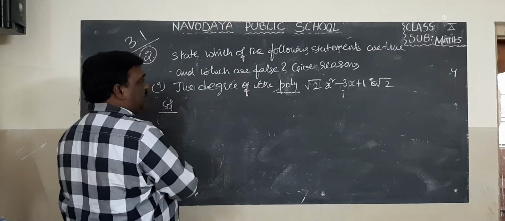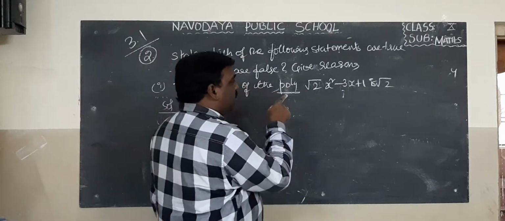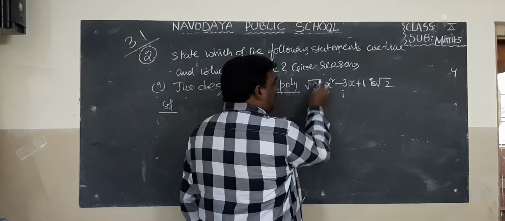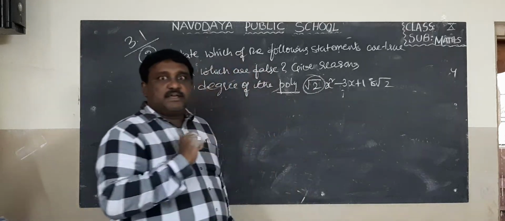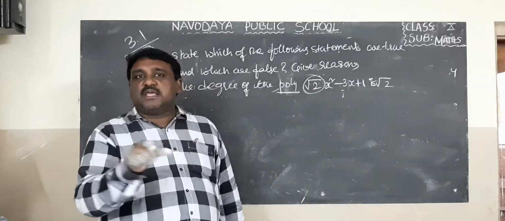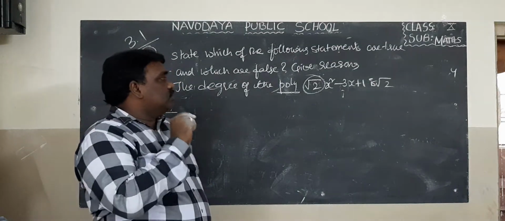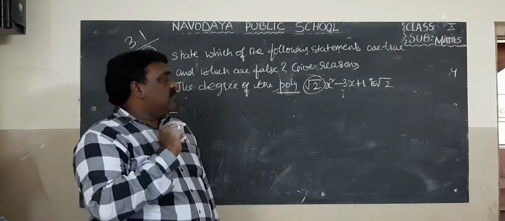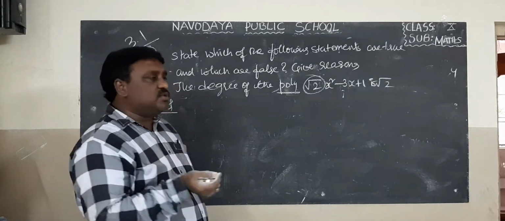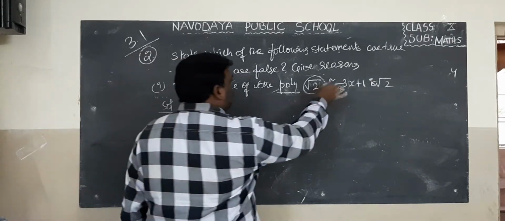But here what is given? The degree of the polynomial root 2 x square. Where is root 2? Front. Front number is not degree. Top number is degree. So the degree of the polynomial root 2 x square minus 3x plus 1 is root 2. True or false?